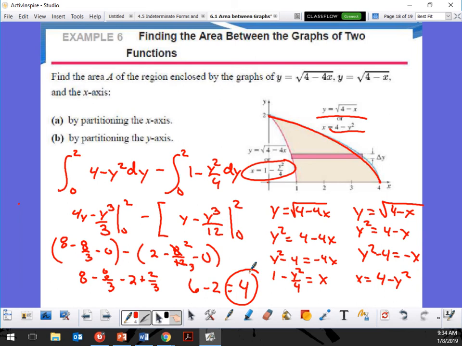Did you guys get 4? Yes. Are you working on 4? All right.